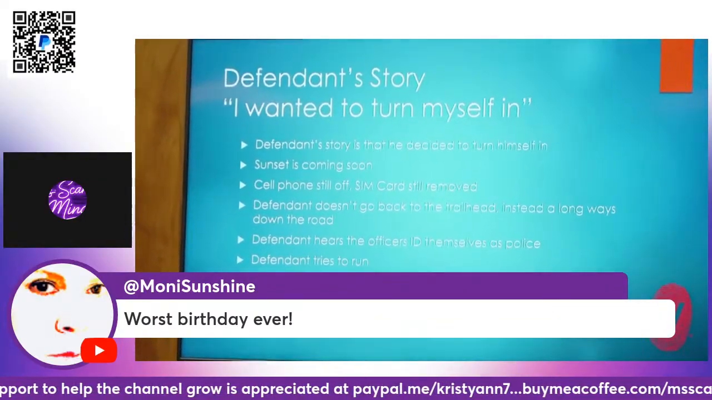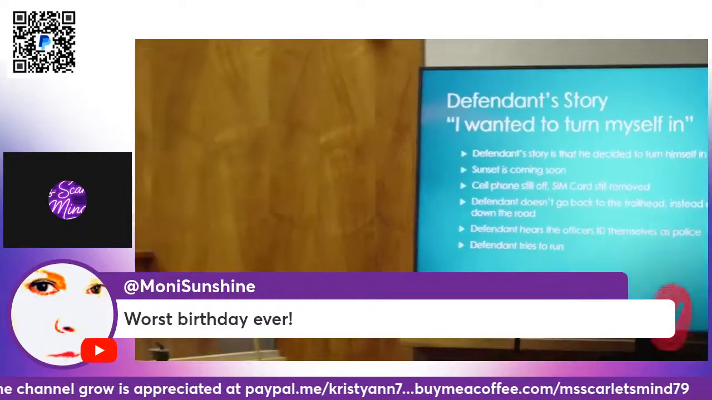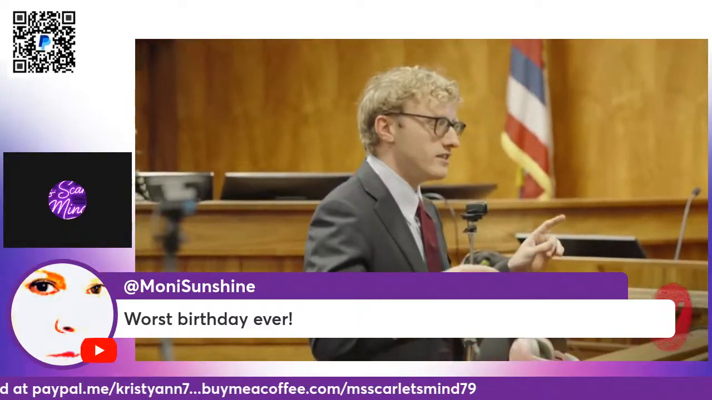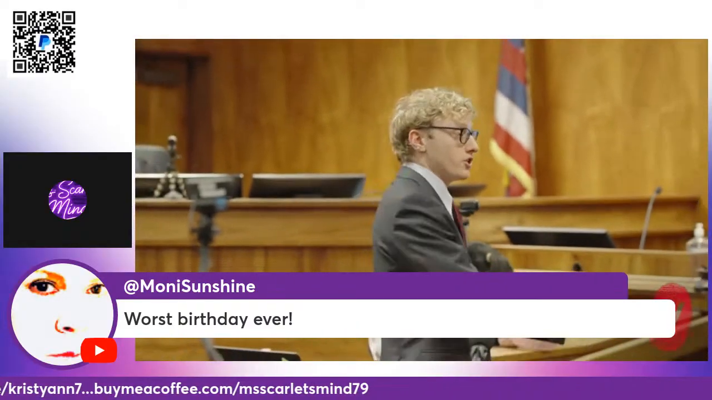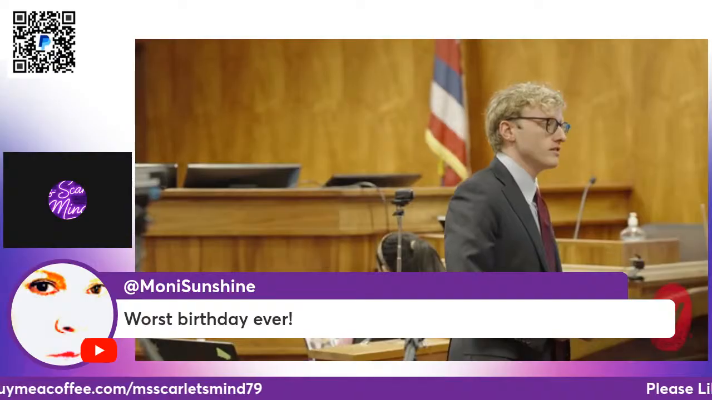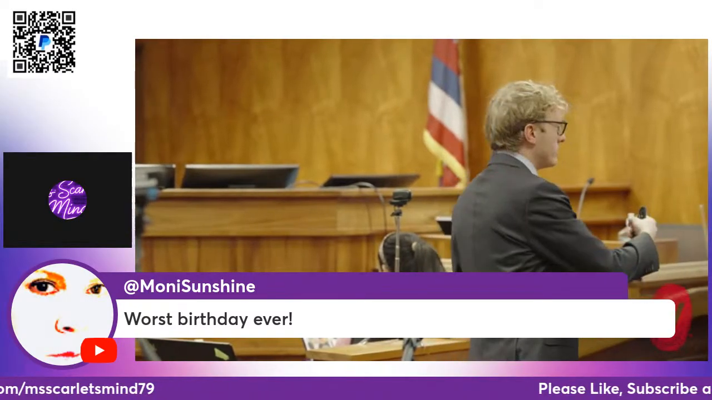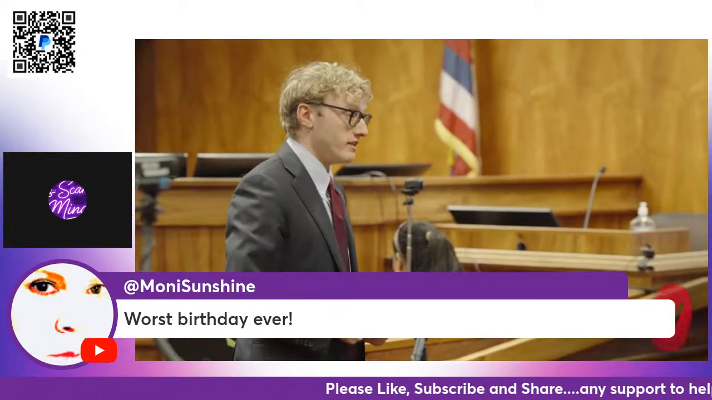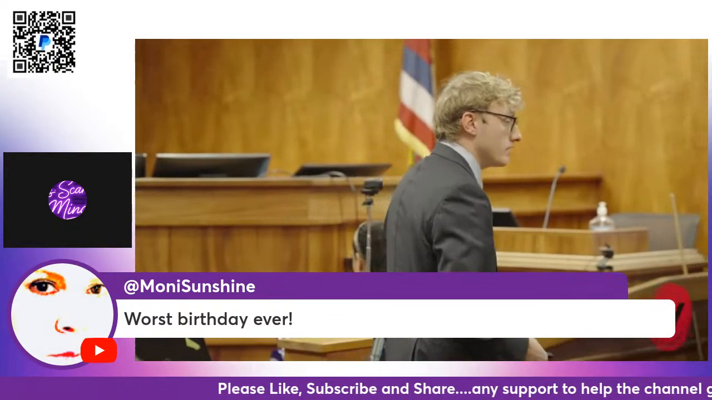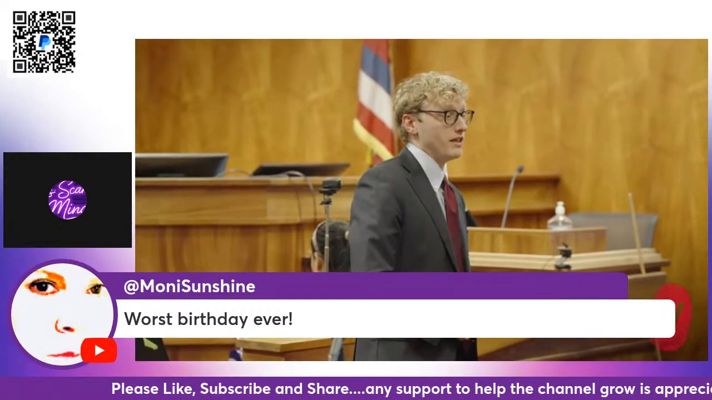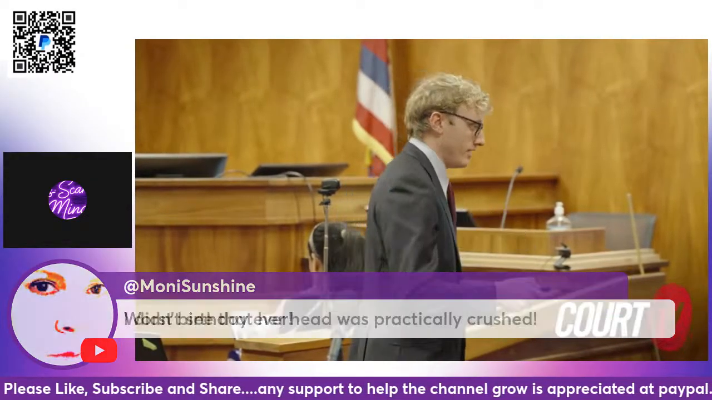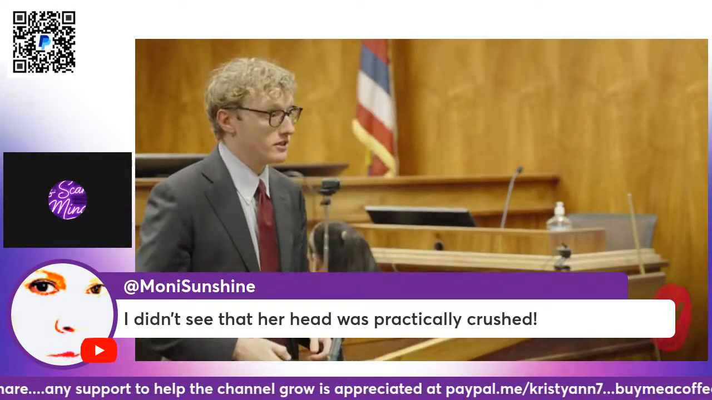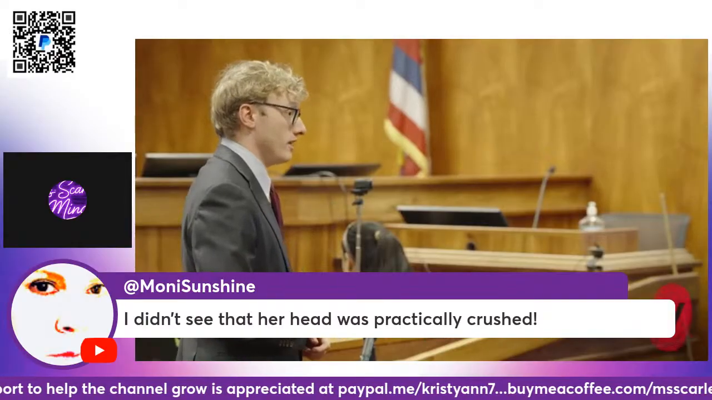And lastly, the defendant told you that he wanted to turn himself in, that's what he was doing when he left the trail. Sunset was coming soon. The sun was getting low. But instead of doing the logical thing and walking down the trail where he knew the police would be, the defendant decides he has to come out of the forest onto the road. The defendant doesn't go back to the trailhead. He doesn't put his SIM card back in his phone. He doesn't turn his phone on because he's not trying to surrender himself. He's not trying to turn himself in. He's trying to escape. And that's why he ran when the police apprehended him. That's why he resisted. The defendant's story, unbelievable.